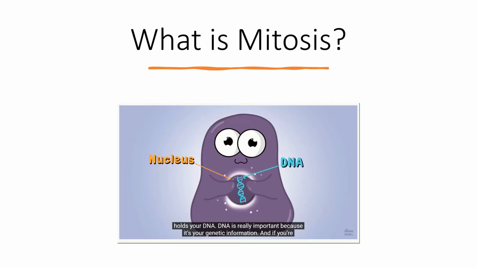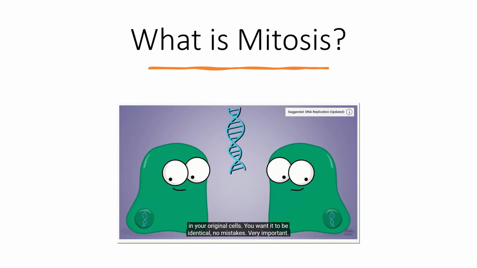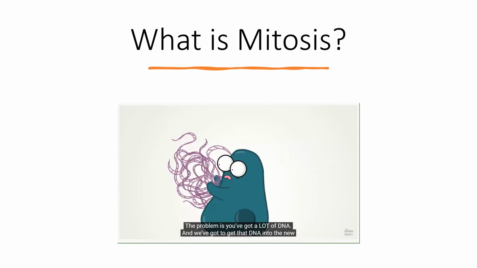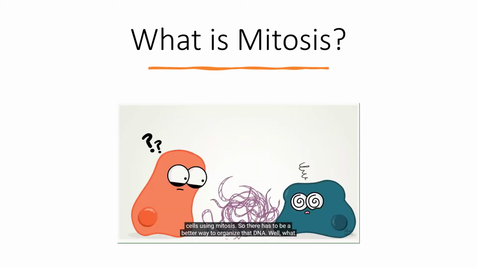DNA is really important because it's your genetic information. And if you're going to make more cells, you need to have the same DNA in those new cells as you did in your original cells. You want it to be identical, no mistakes. Very important. The problem is you've got a lot of DNA, and we've got to get that DNA into the new cells using mitosis. So there has to be a better way to organize that DNA.